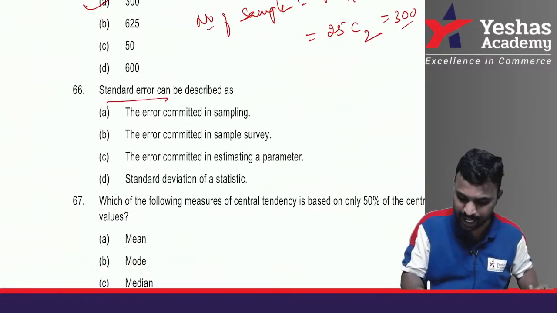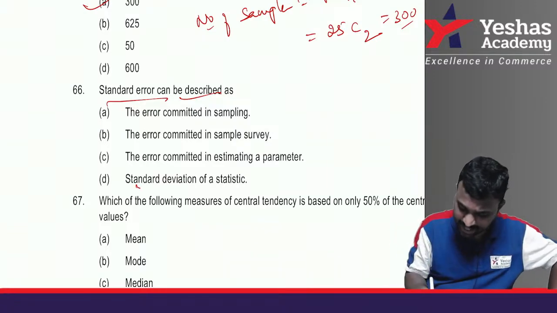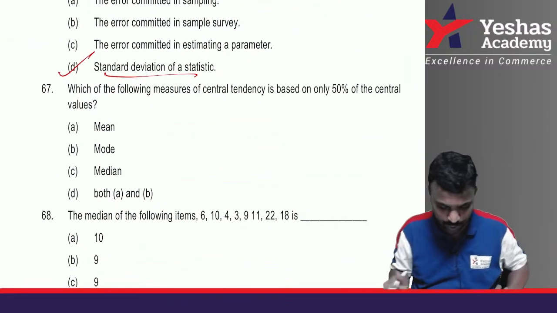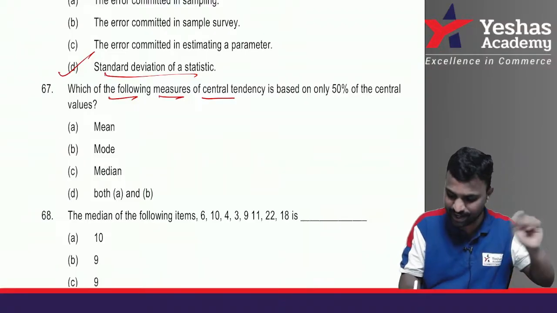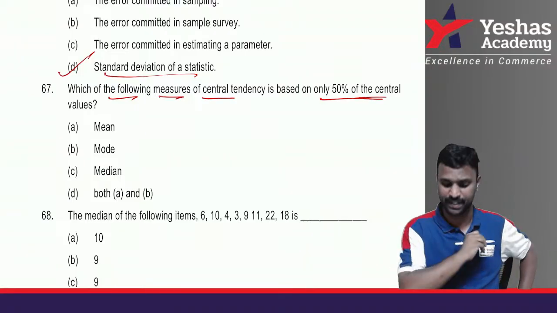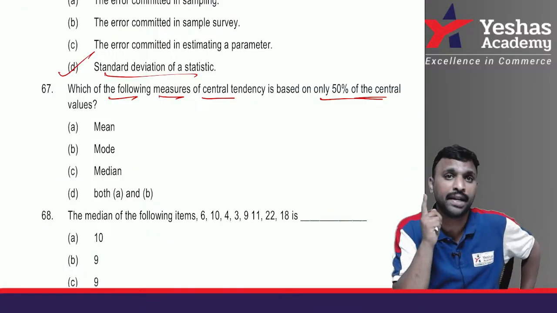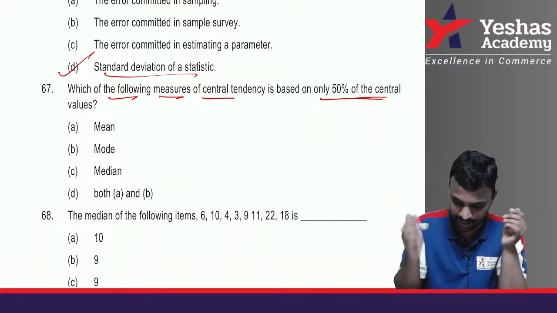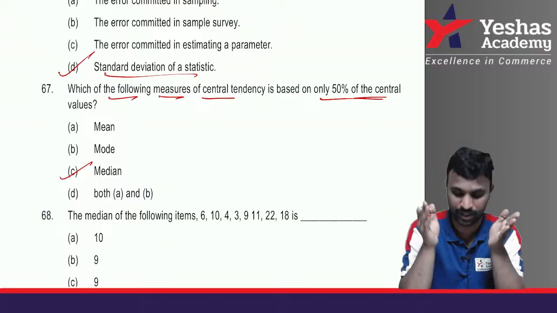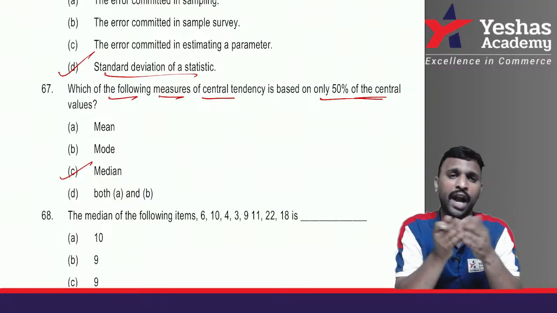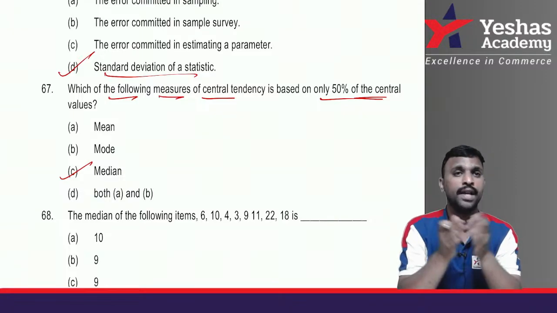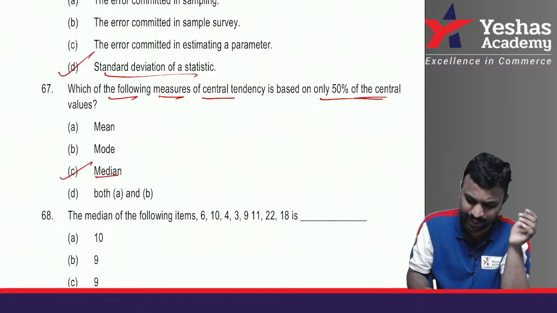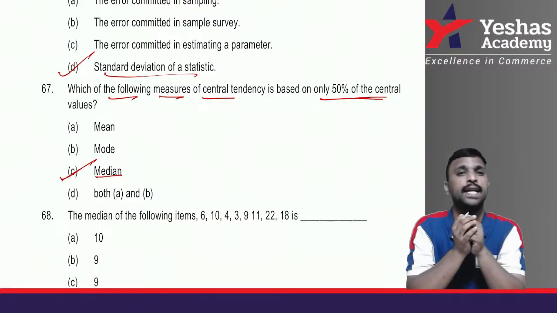Moving on to the next question, standard error can be described as, very good, it is the standard deviation of a statistic. Option D is the right answer. Guys, moving on to the next question, which of the following measures of central tendency is based on only 50% of the central values? Guys, basically partitions will focus on only the middle 50% of the observations. If you see in the options, one of the partitions definitely is median. Yes or no? Median is the middlemost value, and you can also say the median is one of the partitions. Since partitions focus only on the middle 50% of the values, definitely median is one of the partitions. You can take option C as the right answer.